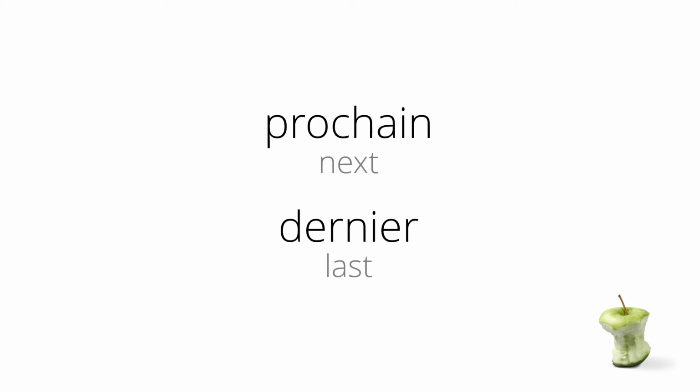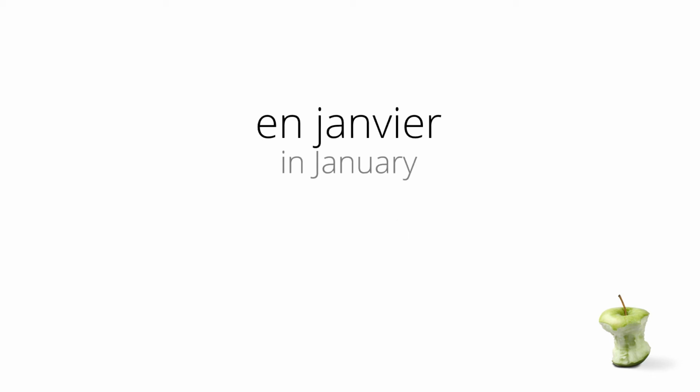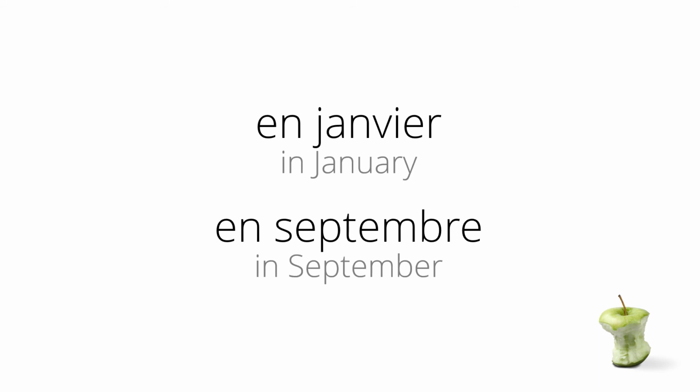Now, there is one little thing to remember. In French, if you want to say in a month, you use the little word en, for in. For example, en janvier means in January. En septembre, in September.